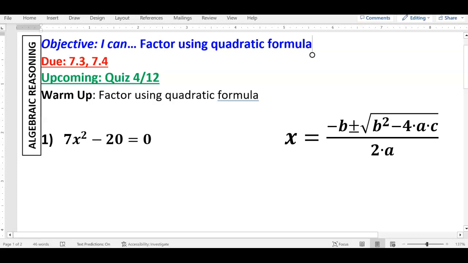Can you use the quadratic formula to find the solutions of a quadratic equation? Okay, so we have our quadratic right here. We always want to ask, is it equal to 0? Yes. Okay. So now we need to figure out A, B, and C.